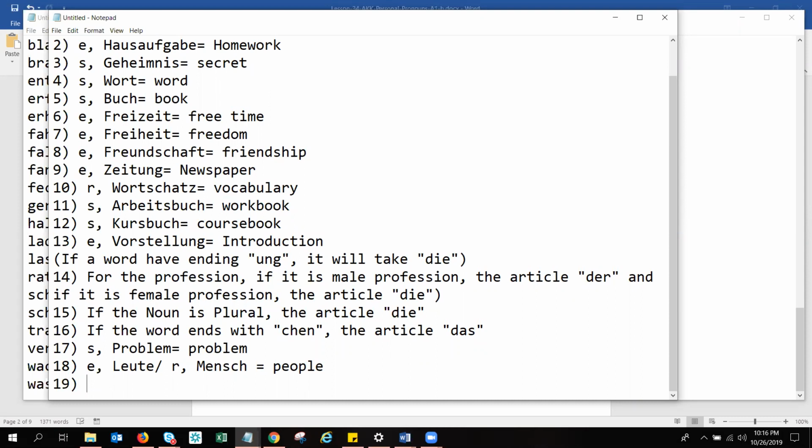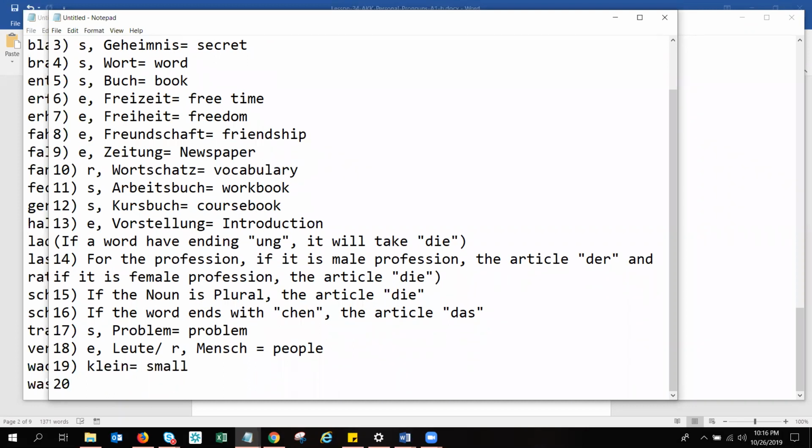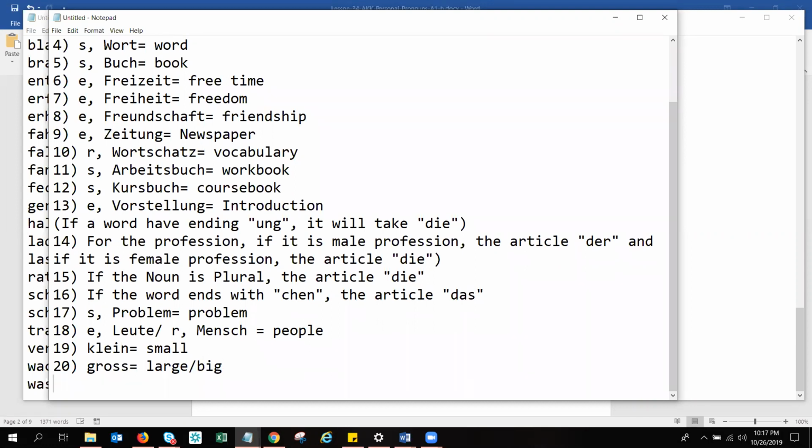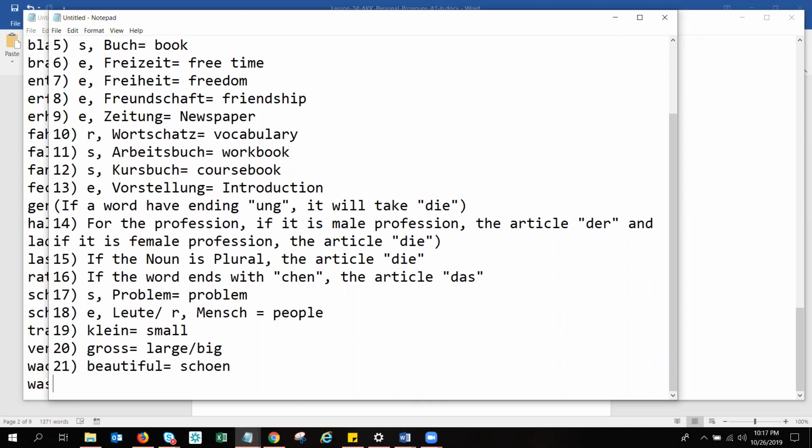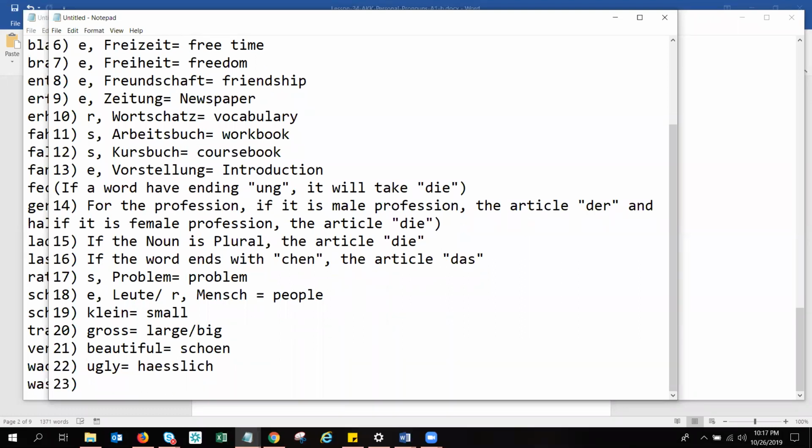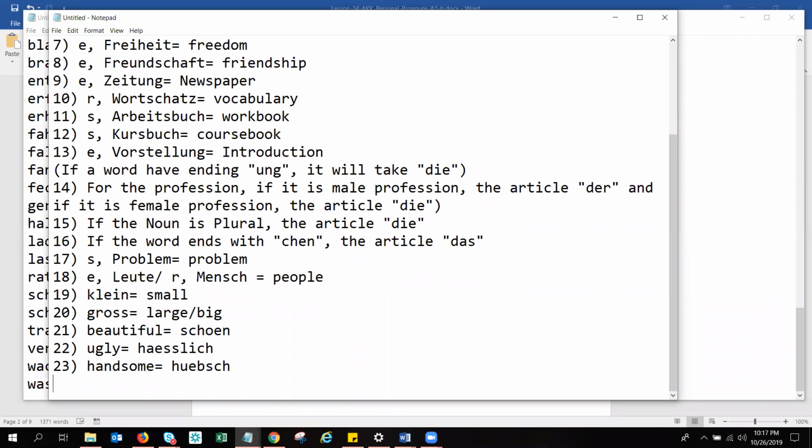Okay. Then we have a few words like klein. If it is klein, that means small. If it is groß, as in G R O with the sharp S, the meaning is big, large. You can say both. Then if you want to say beautiful, it is schön. And if you want to say ugly, it is hässlich, H A umlaut. If you want to say smart or handsome, that will be hübsch, H U umlaut P S C H.